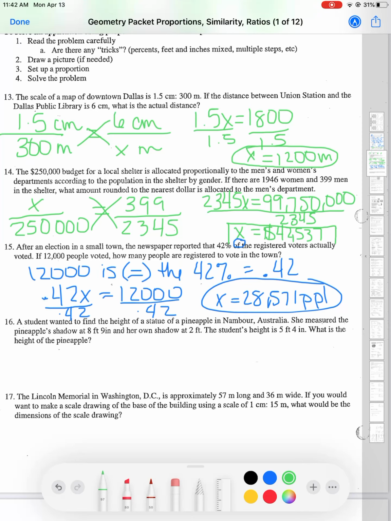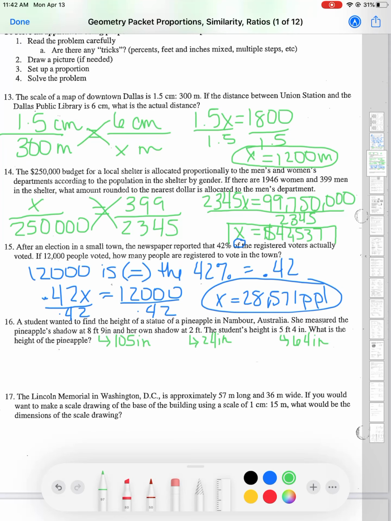The first thing I did was I converted this all to inches, just so I wouldn't have any weird answers. So 8 feet 9 inches ended up being 105 inches. And you can do that by taking 8 times 12 and then plus 9. So this is 105 inches. This is 24 inches. And this is 64 inches. 5 times 12 plus 4.